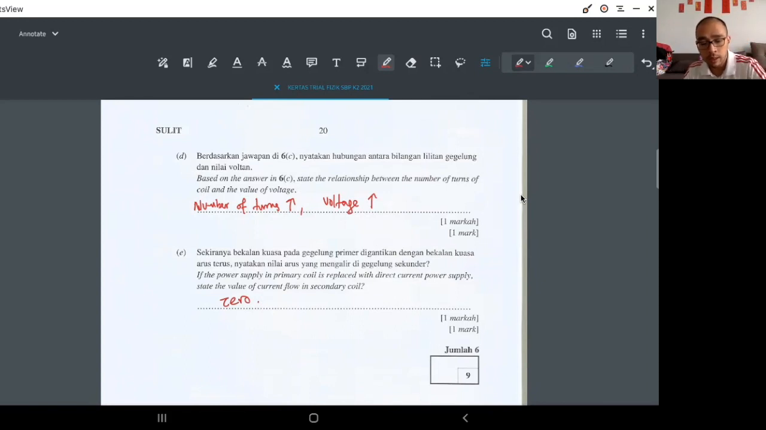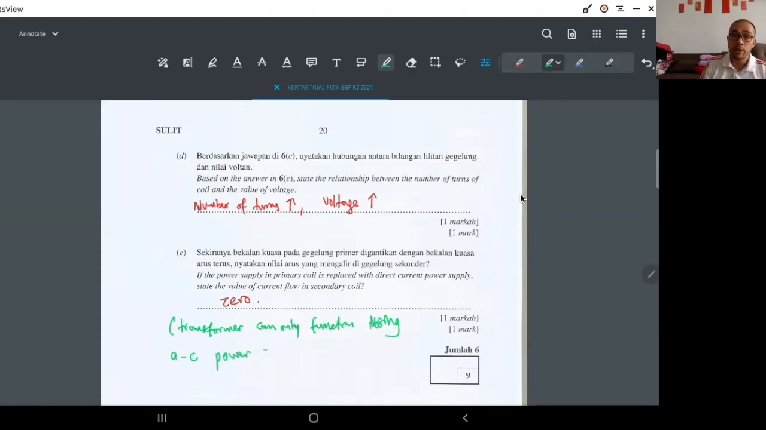Okay, so in case people ask why, a transformer can only function by using an AC, alternating current, power supply. A transformer can only function using an AC power supply based on the principle of electromagnetic induction, and so on. It's long already; if I give the full answer. But that's where we are at now.